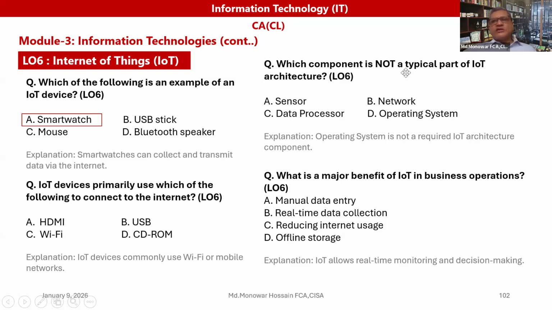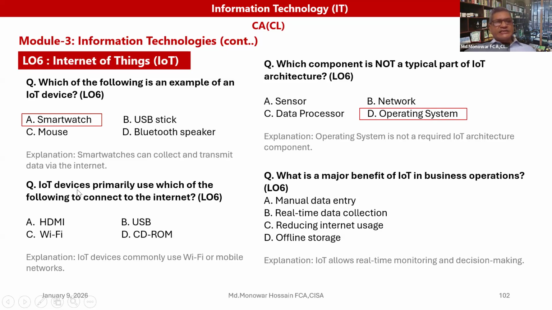Which component is not typically part of IoT architecture? Here are 4 items. Sensor is a part of IoT, network is part of IoT, data processor is part of IoT, but the operating system is not part of the Internet of Things. We know the operating system is not a required component of IoT architecture. Answer D.